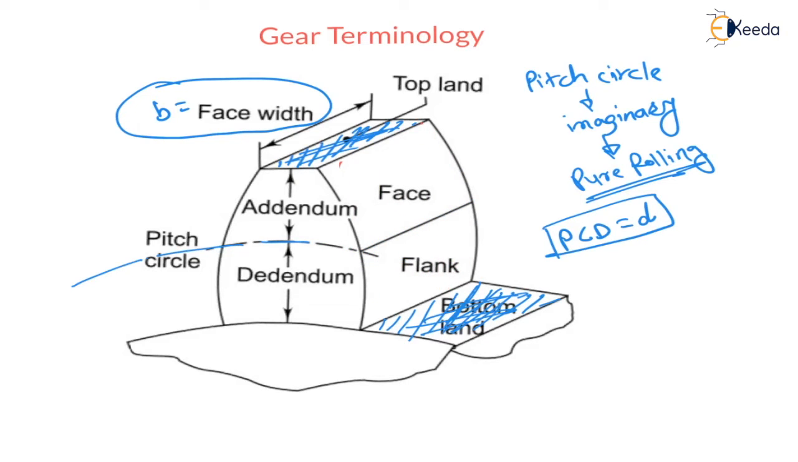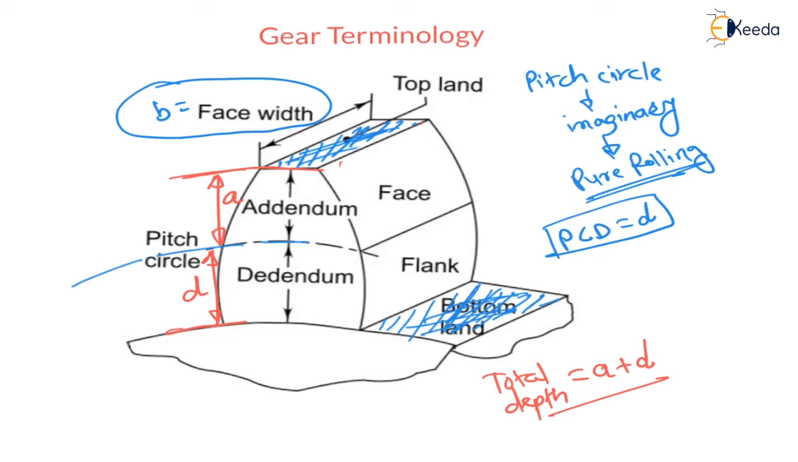Now from the pitch circle, the upper portion is at a distance equal to addendum. This distance is addendum, represented by A. And from the pitch circle, the bottom land is at a distance dedendum, which is given by D. Therefore, the total depth of any tooth is nothing but addendum plus dedendum.